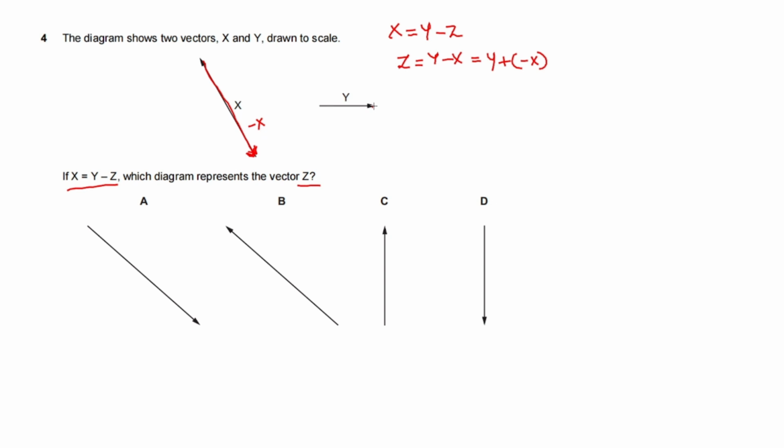I'm just adding the head to the tail of this y, and this would be the minus x vector, or negative x vector. So I am just joining the tail to the head of the second vector. So this vector would be representing the z vector because this one is minus x. So which one is close to this vector? Option A. So option A is the correct answer for this.